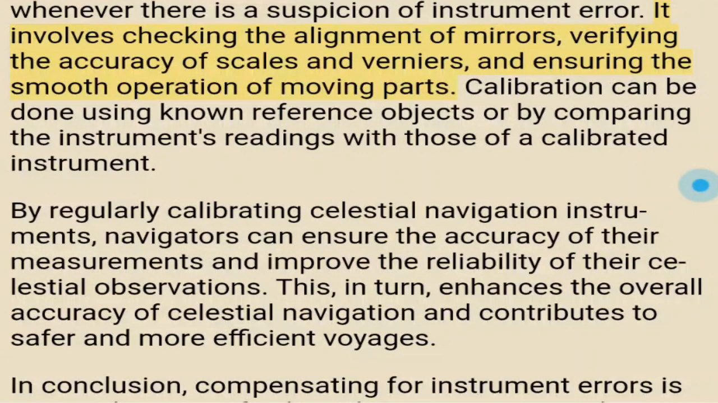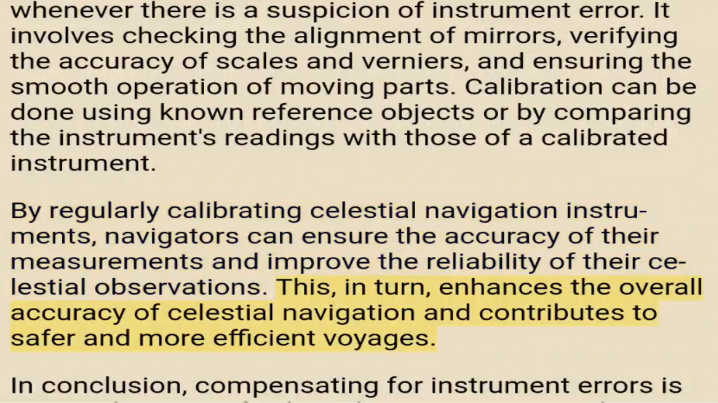It involves checking the alignment of mirrors, verifying the accuracy of scales and verniers, and ensuring the smooth operation of moving parts. Calibration can be done using known reference objects or by comparing the instrument's readings with those of a calibrated instrument. By regularly calibrating celestial navigation instruments, navigators can ensure the accuracy of their measurements and improve the reliability of their celestial observations. This, in turn, enhances the overall accuracy of celestial navigation and contributes to safer and more efficient voyages.